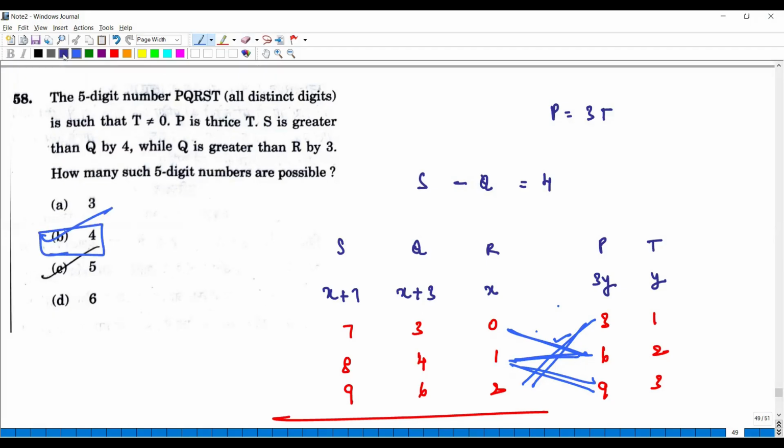Let me write an example: P, Q, R, S, T. Sorry, P is 6 for the first one. Then Q is 3, R is 0, S is 7, and T is 2. This is one example of this combination. So there are 4 combinations like that.